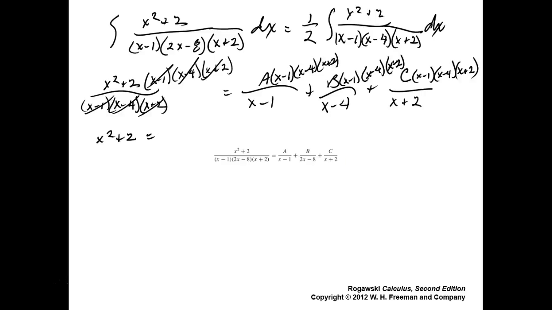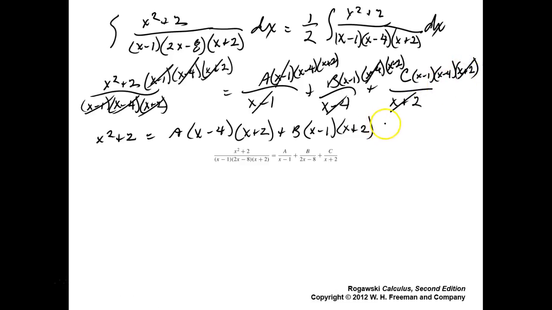wait a minute, okay, good. On the right-hand side, the x minus 1's go out, and it's a times x minus 4 times x plus 2 plus b times, here the x minus 4's go out, x minus 1 times x plus 2. And the x plus 2's go out of the c term, and that is going to be plus c times x minus 1 times x minus 4. Yuck. Okay. Now what?